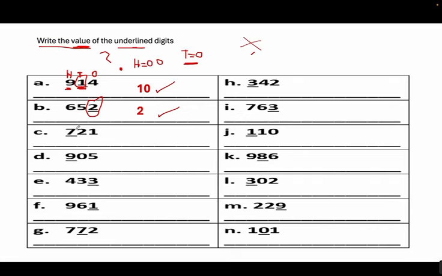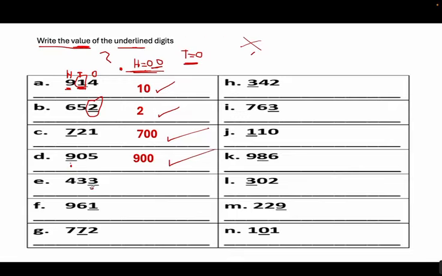What about the 7? The 7 under the hundreds. So how many zeros? 2 zeros. So 7 hundreds equal 700. What about the 9 under the hundreds place? So how many zeros? 2 zeros. So I'm going to write 9 and 2 zeros.